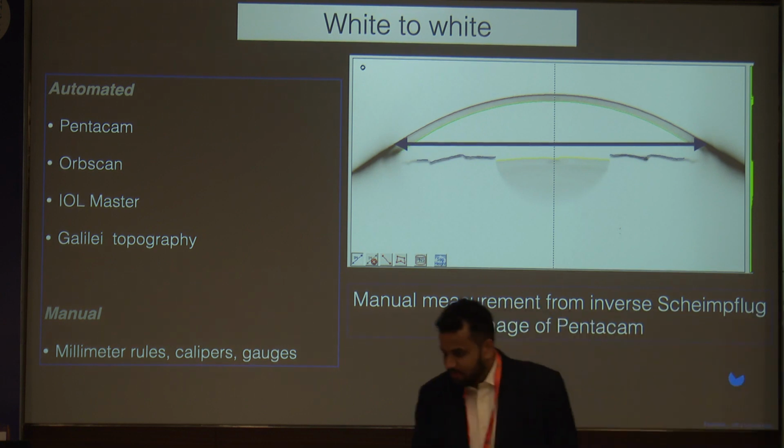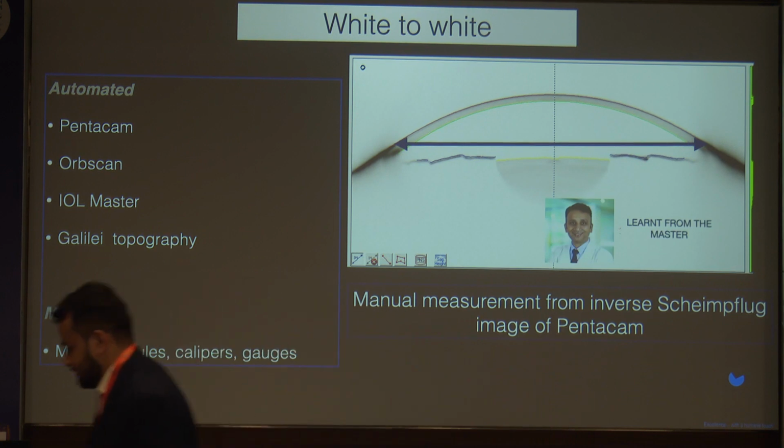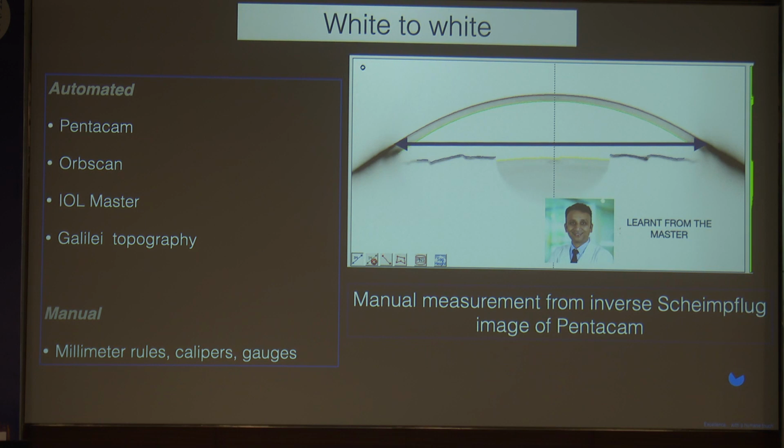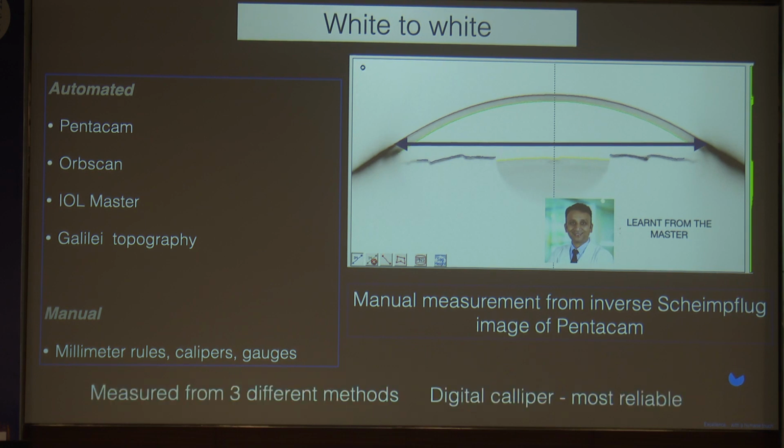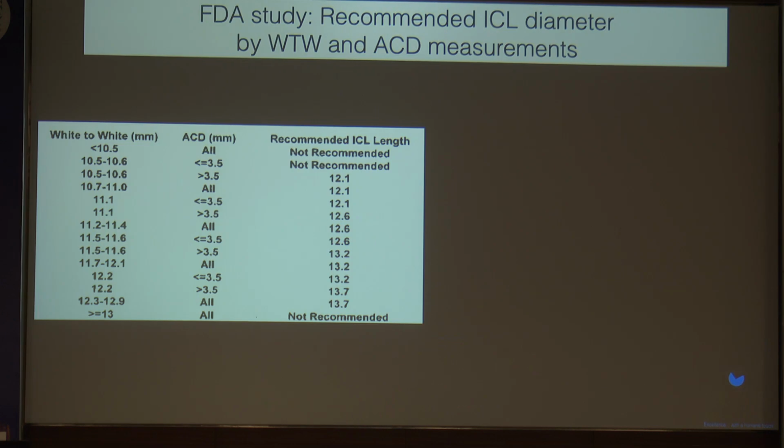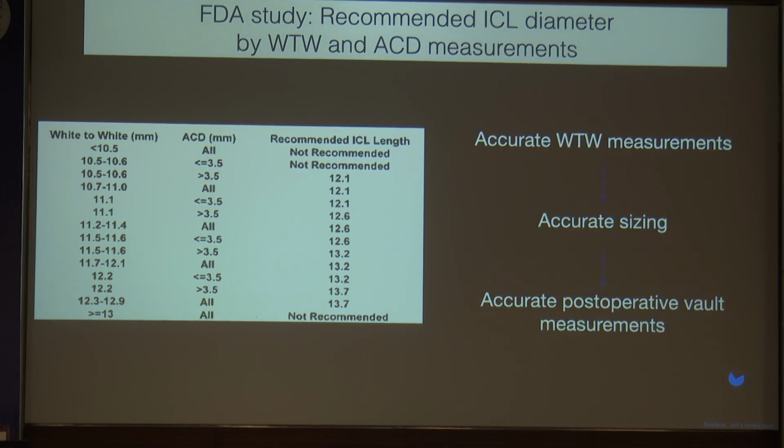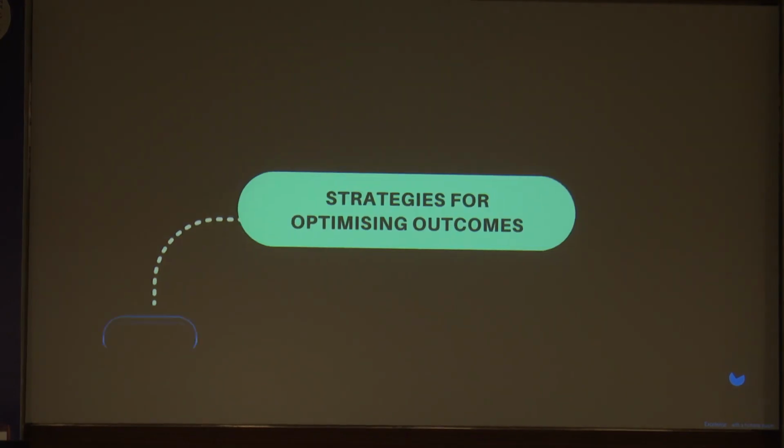So this is something that where you start the manual white to white. So you still do that, right, sir? I mean, this is something that I picked up from him, and you know where to start your digital caliper measurements with. And of course, then the digital caliper is what becomes the most reliable measurement, and that's the basis on which you get your sizing, and that is how you get accurate post-operative vault measurements. If your white to white measurements are off, you're a lot more likely to get incorrect post-operative vault measurements.